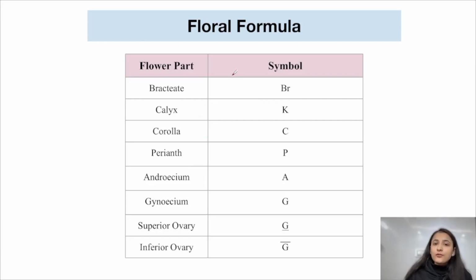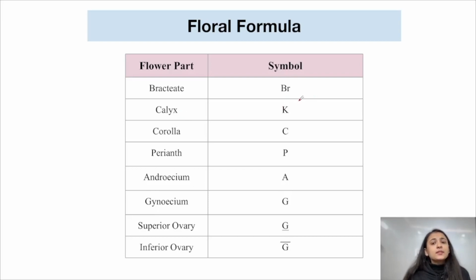So what is a floral formula? A formula comprises certain signs and symbols, right? Scientists have also designated certain symbols for floral parts. Each floral part has been given a specific symbol in order to represent that particular part when we write a floral formula. If the flower contains bracts, it is a bracteate flower and the symbol is Br.